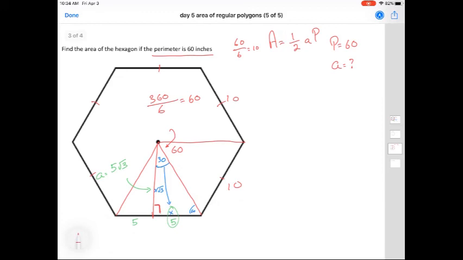So now that I found the apothem is 5 square roots of 3, all I gotta do is plug it into my calculator. So I have area is equal to 1/2 the apothem, which we just found to be 5 square roots of 3, times the perimeter, which was 60. And so I can put that exactly how I see it into a calculator, and I get a total area of 259.81, and can't forget about units, inches squared.